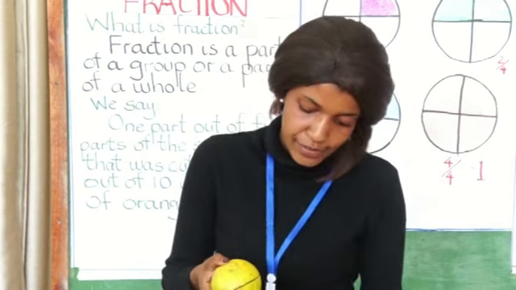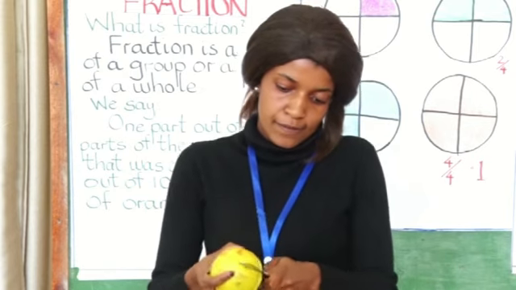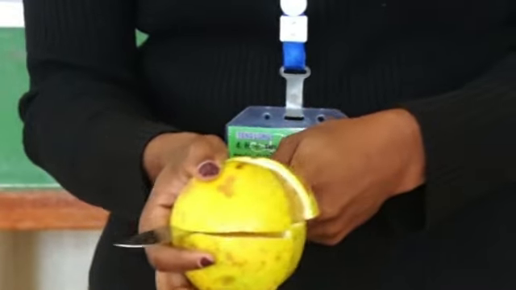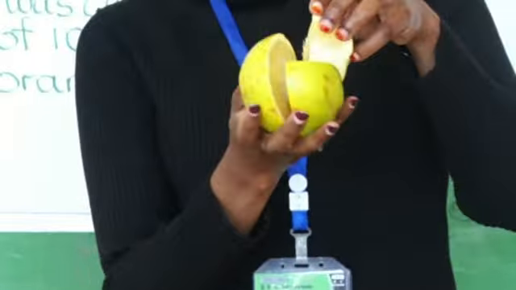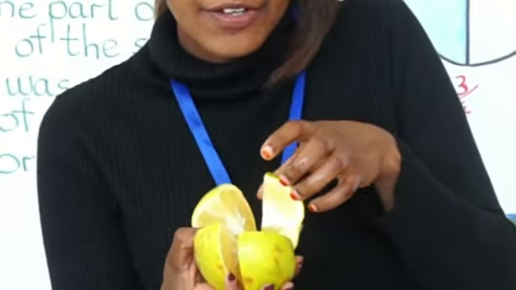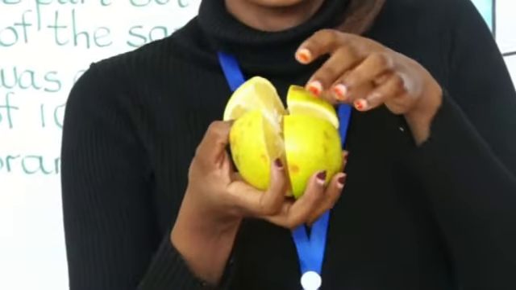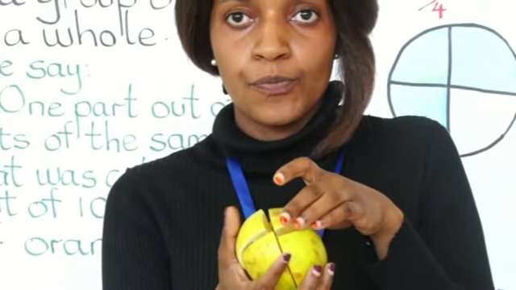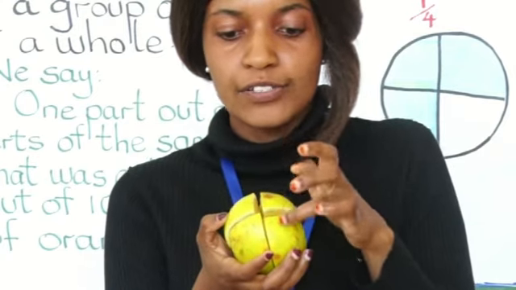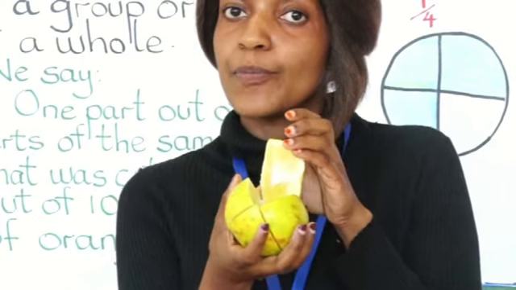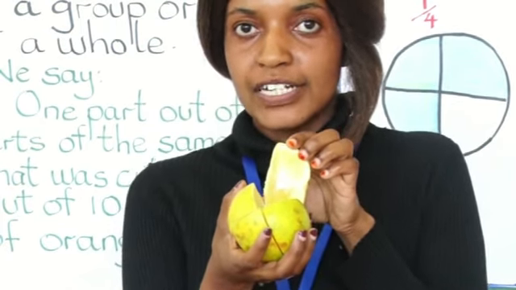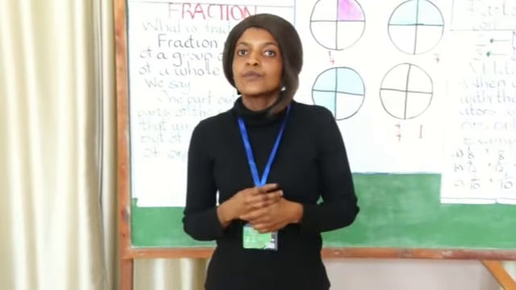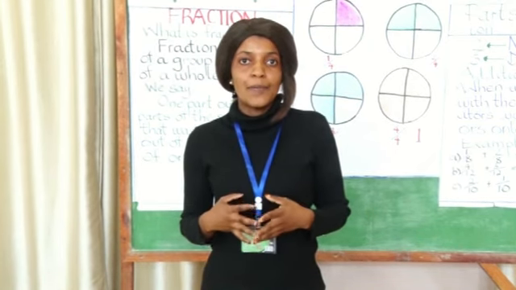If I cut again so as to get four parts, you see I've cut my orange and I got four parts. The four parts are here: 1, 2, 3, 4. If one part of this orange is removed, we refer to it as 1 over 4. This is one part out of four parts. So 1 out of four parts is removed: 1 over 4 or a quarter. This is a quarter. This shows us what the word fraction means: a part of a group or a part of a whole.